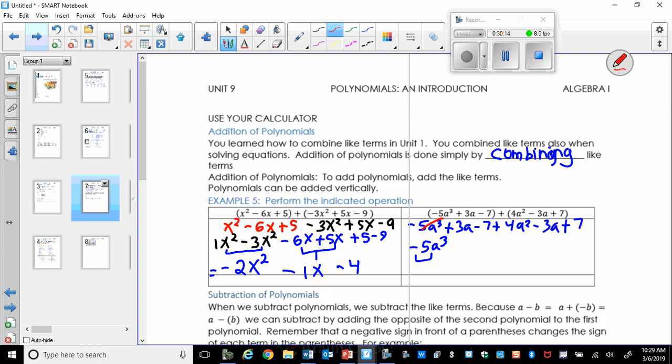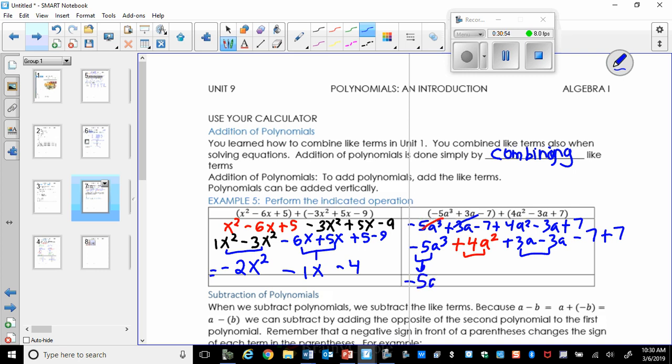Next, 4a squared, is it going to be positive or negative? Plus 4a squared. Is there another term I can group that with? Put a little box. Next, plus 3a, and what else? Minus 3a. What's last? Negative 7 plus 7. Carry your signs. Now, what happens to 5a cubed? It just drops. This makes it simpler. You have the correct answer.